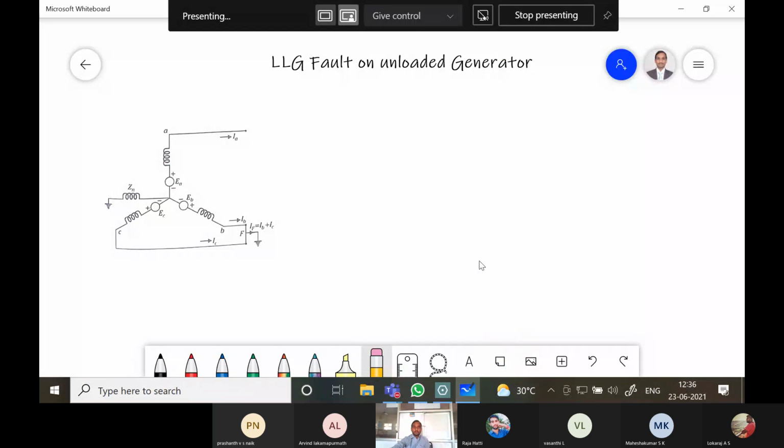Okay, good morning everyone. Today we will discuss the topic of double line to ground fault on an unloaded generator. Double line to ground fault on unloaded generator. So refer to this circuit diagram. The phase A, phase B and phase C. This is the generator circuit diagram.